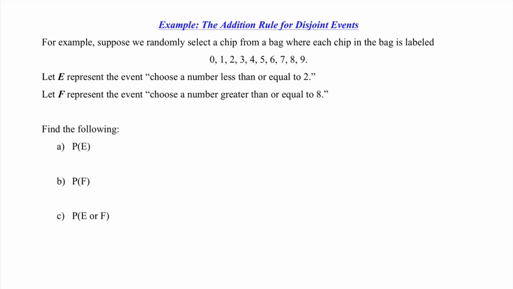We're working with the addition rule for disjoint events again. We're told, for example, suppose we randomly select a chip from a bag where each chip in the bag is labeled 0, 1, 2, 3, up to 9. Now we're thinking like poker chips, not potato chips, just to be clear. First we're told let E represent the event that we choose a number that is less than or equal to 2. And then let F represent the event that we choose a number greater than or equal to 8.